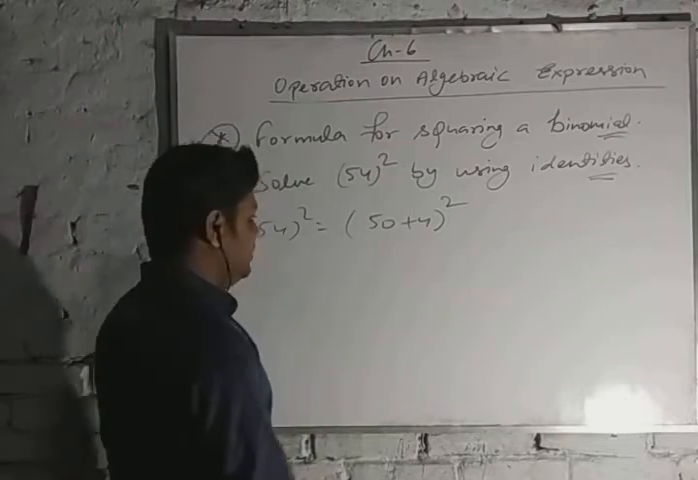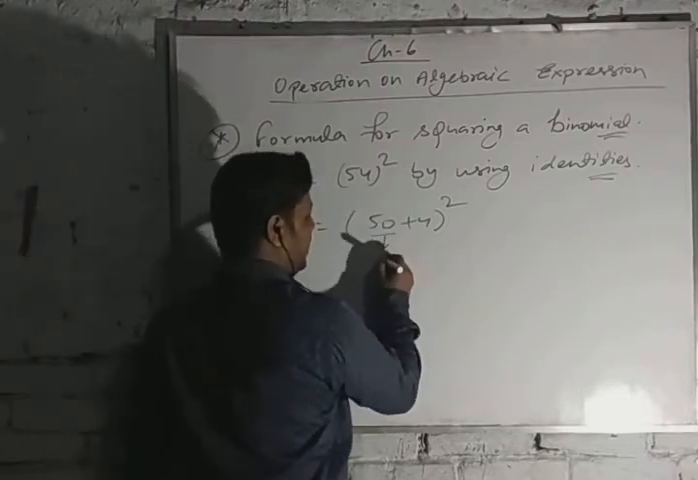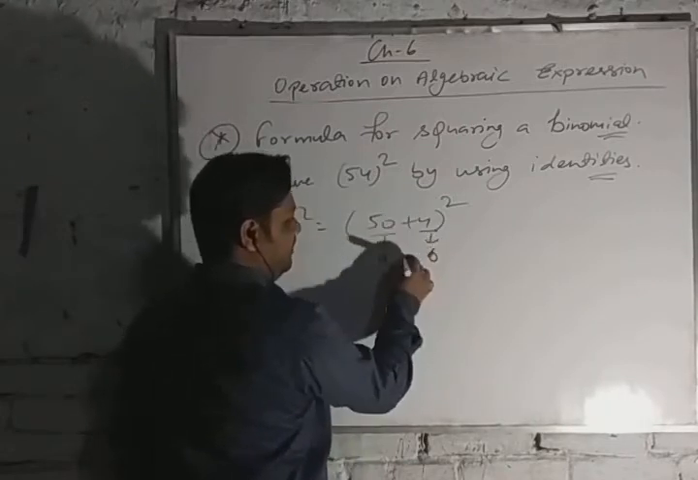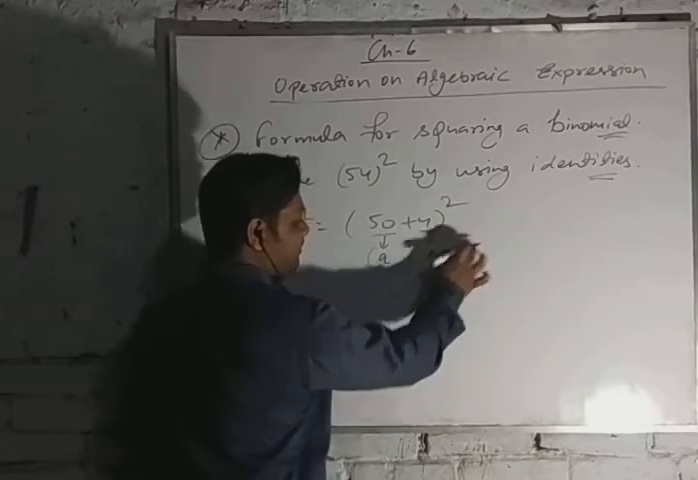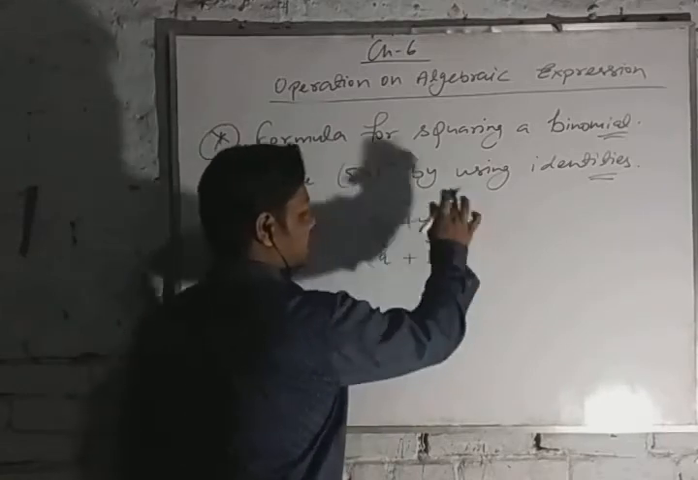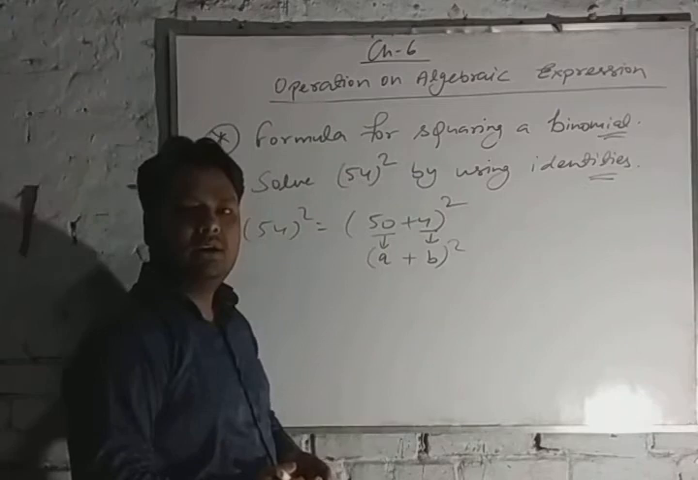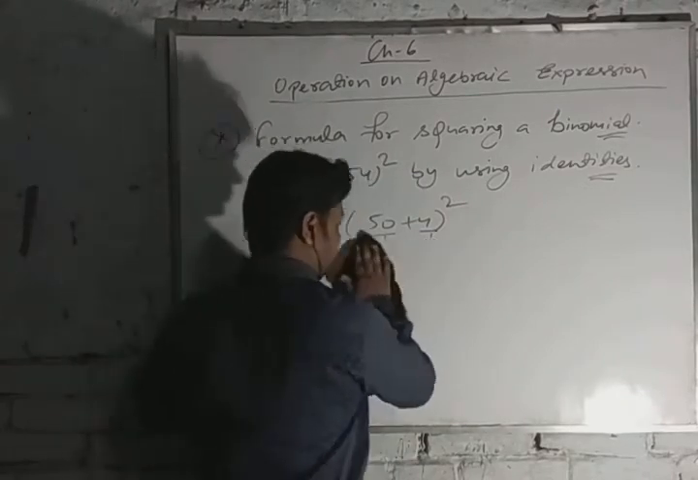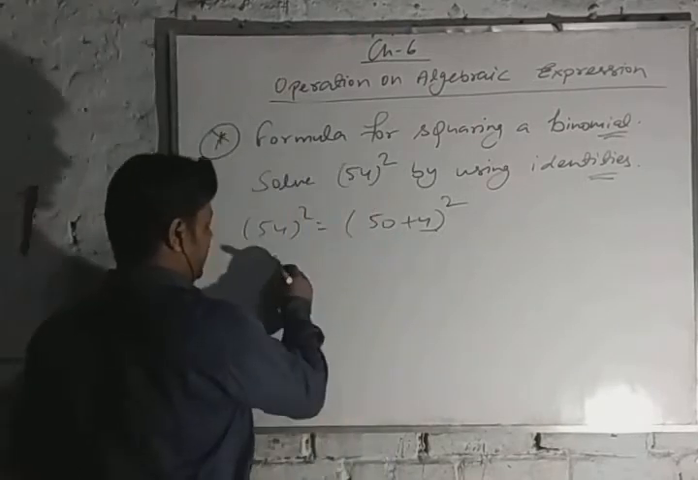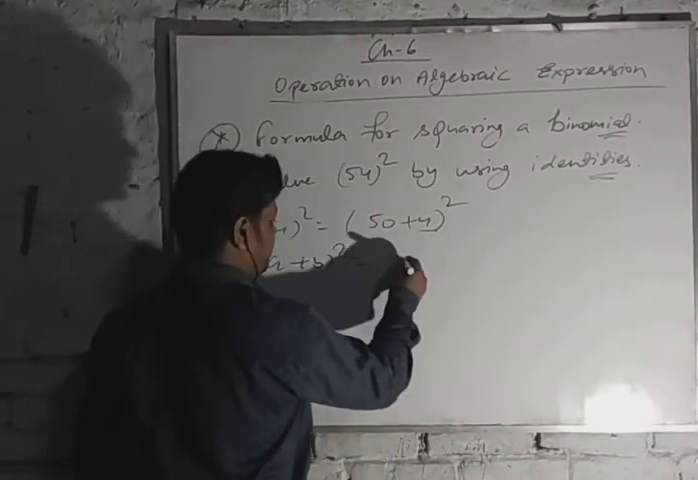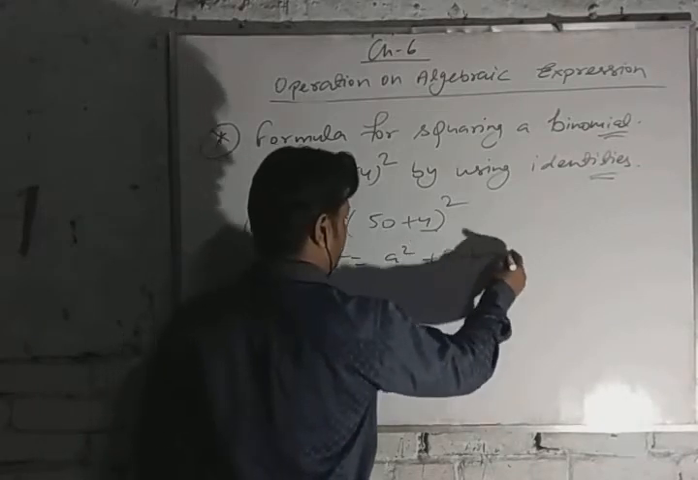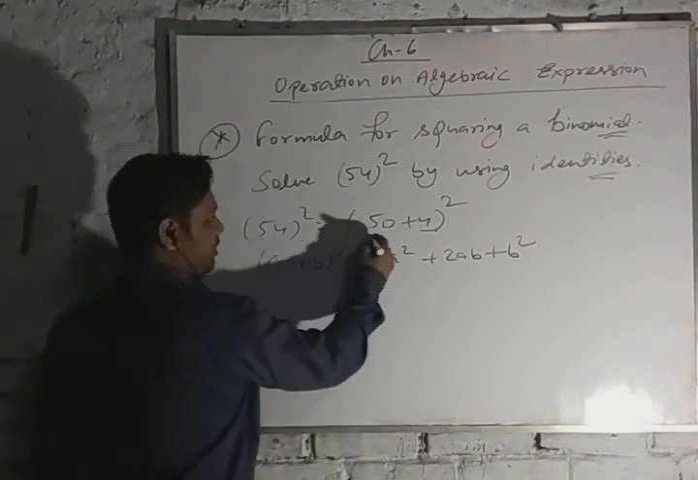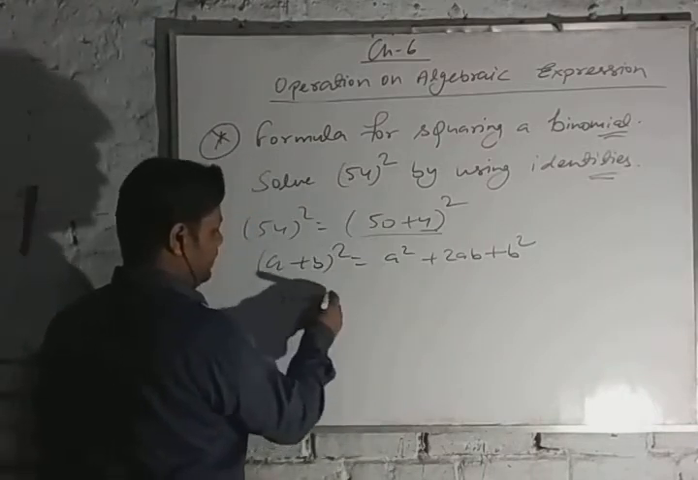Now you can see what formula we can use. Here A and here B. It is the A and it is the B, and in between there is a plus sign. Then what formula will we use? A plus B whole square. That is, we will use this formula. Now we will write the formula A plus B the whole square is A square plus 2AB plus B square. Now I am using the identity. Now write the values here: 50 plus 4 whole square.